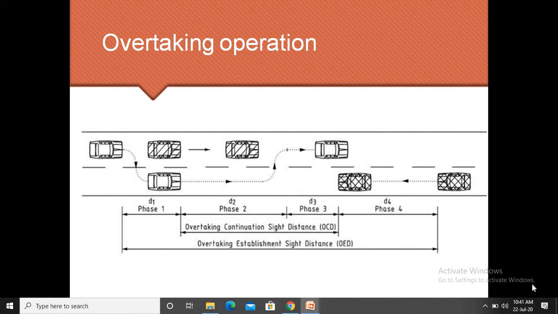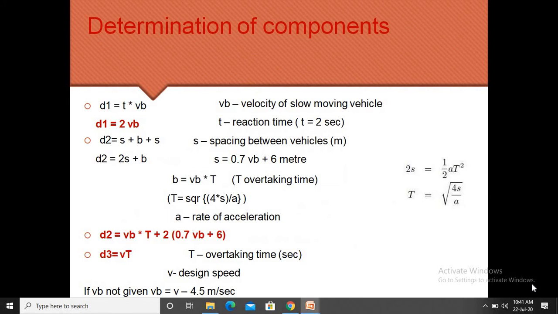So we can say these are the distances, D1, D2, D3, and D4 also, like this. This is the derivation, so we need to solve the problem for derivation. Here D1 is T into Vb. T is the reaction time, that is 2 seconds, and Vb is the velocity of the slow moving vehicle. So D1 is equal to 2 Vb, since T is equal to 2.